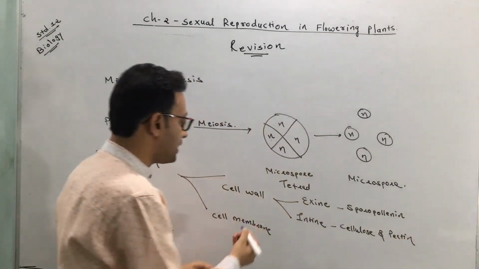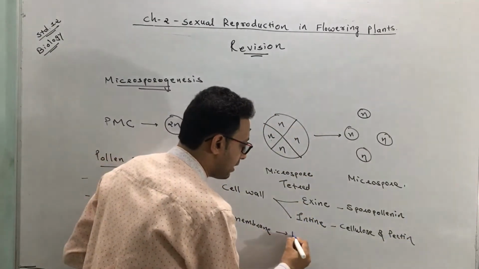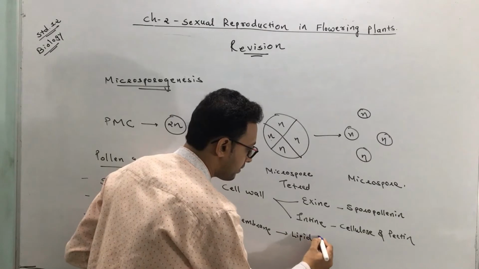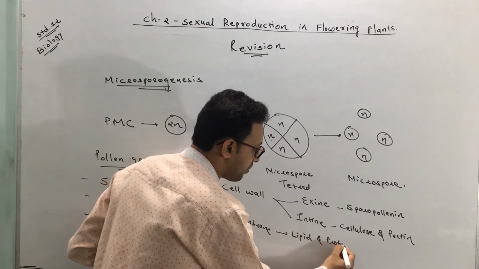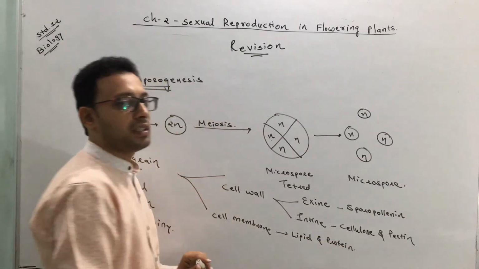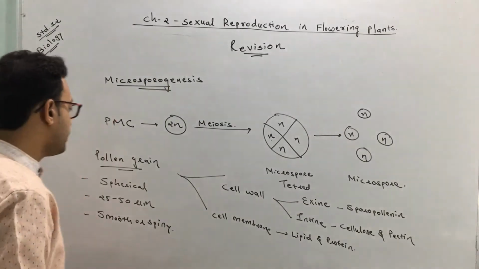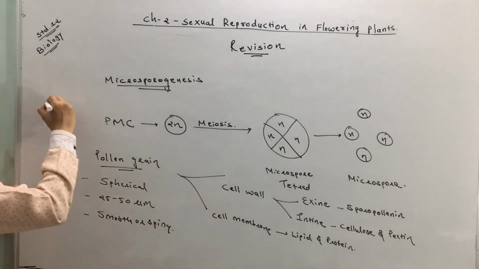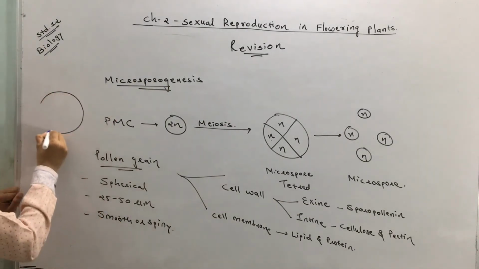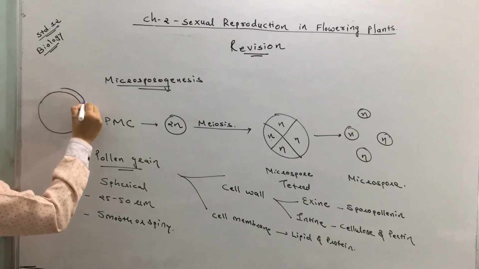And like other cells, the cell membrane is made up of lipids and protein. Inside this cell membrane, there is the presence of cytoplasm. Now, this is the structure of a pollen grain. If I draw a typical structure of a pollen grain, this is a pollen grain.